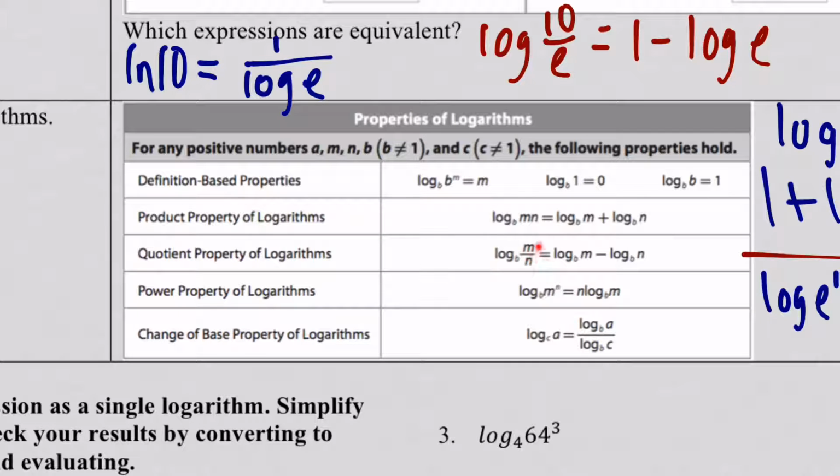And you should now kind of see the relationship, right? Multiplication means adding. It's kind of like exponents, isn't it? Division means subtracting, but it's the same thing. Same base. M over n means log base b of m minus log base b of n.